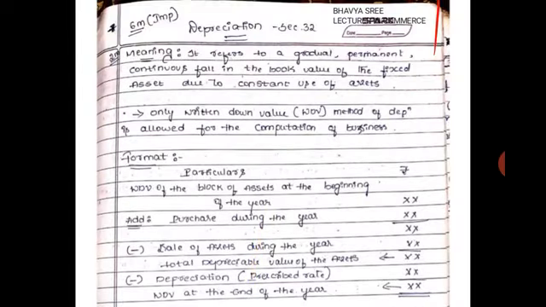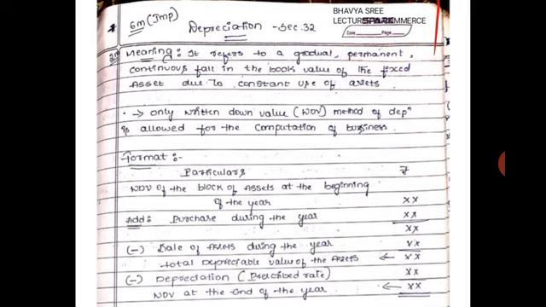Here is the meaning. It refers to the gradual, permanent, continuous fall in the book value of a fixed asset due to the constant use of the asset, which refers to reduction in the book value of the fixed asset only. We will consider it as depreciation.